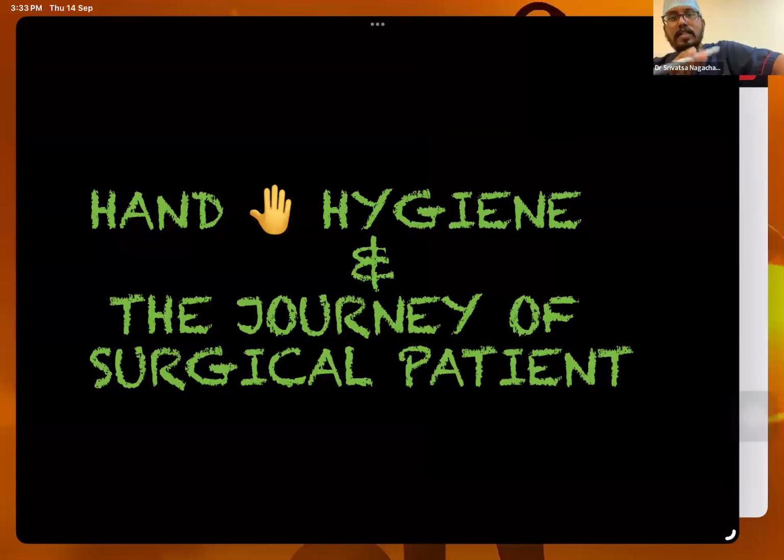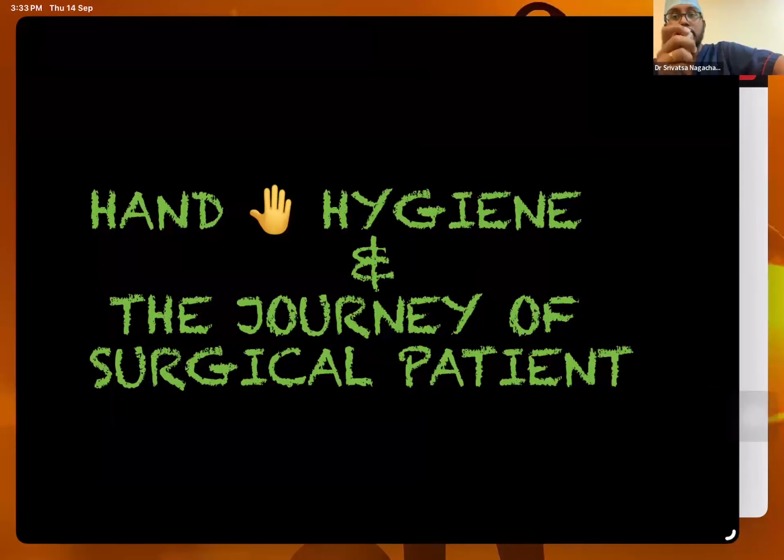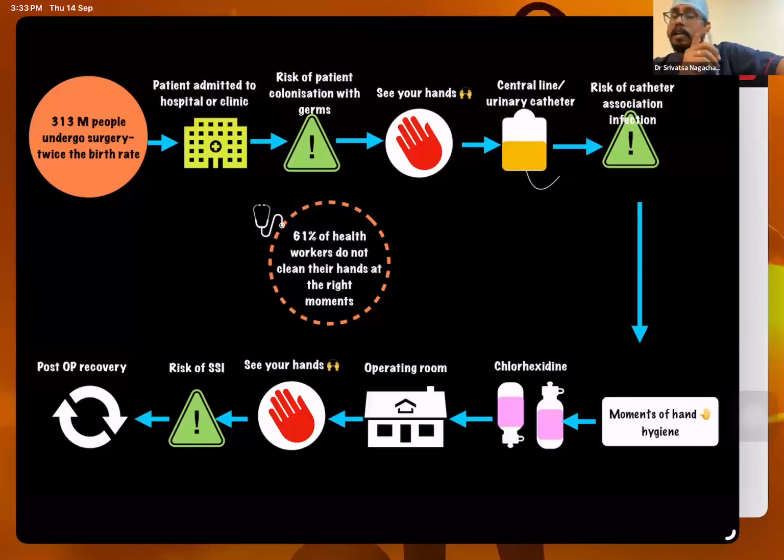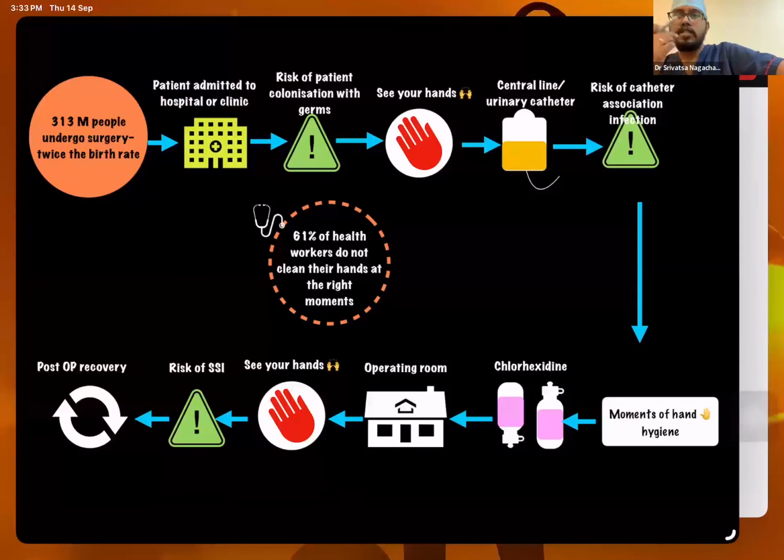So let's go with the journey of hand hygiene, and why I'm saying it is important, and the journey of a surgical patient. So if you look at surgeries, there are 313 million people who undergo surgery. And I was quite surprised before preparing for this talk, because it is almost twice our birth rate. And patients get admitted to the hospital or a clinic, and that itself increases the risk of colonization with germs. And again, here the hand hygiene comes.